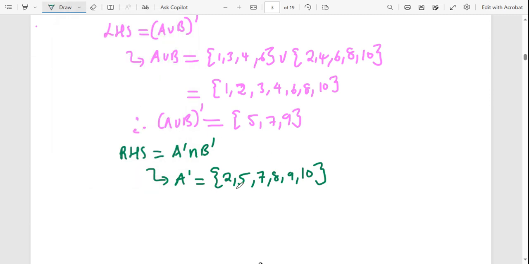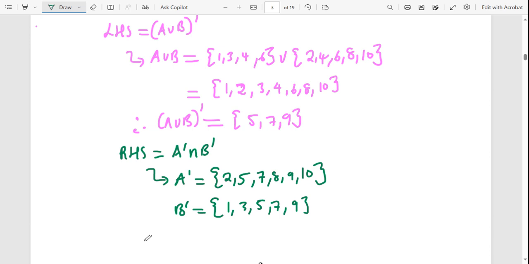So we have found A complement here. Let's also find B complement. The set B is 2, 4, 6, 8, 10. Therefore, the complement will not include 2, 4, 6, 8, 10. So we're going to have 1, 3, 4 is part of B, 5 is not part of B, 6 is part of B, 7 is not, 8 is part of B, 9 is not, 10 is part of B.